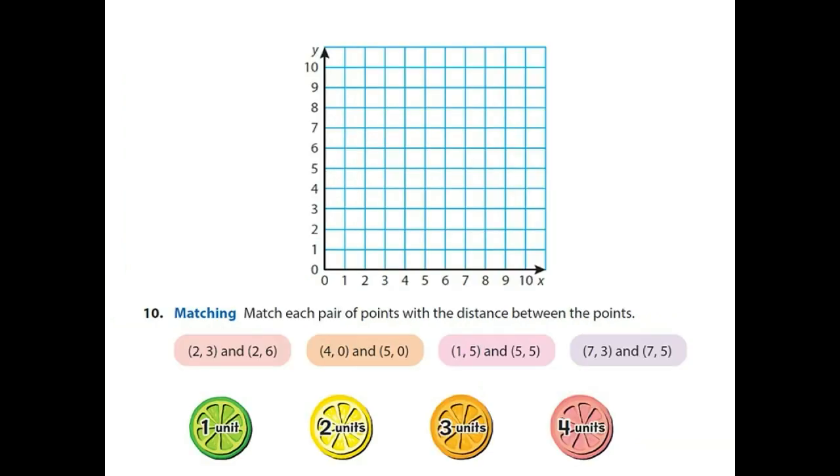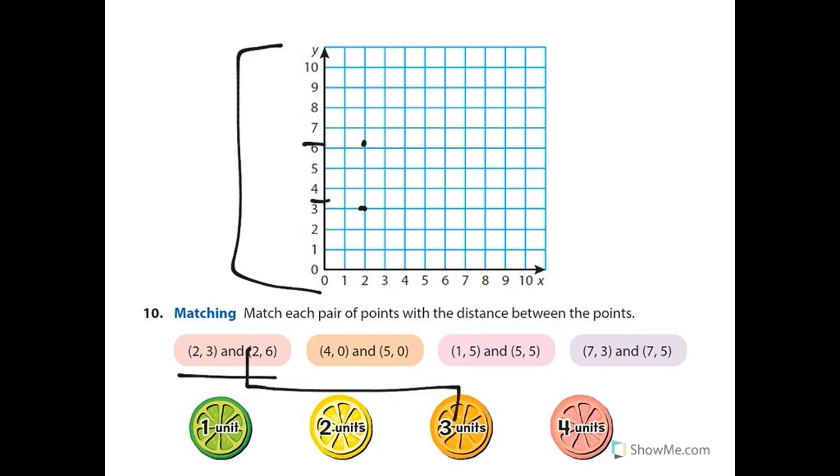So on number 10, it's matching. It says match each pair of points with the distance between the points. I have put on my screen the coordinate plane from our look back. So on my first one, I'm going to plot the coordinates. So I've got 2, 3 and 2, 6. Well, I can do 6 minus 3. That's going to be 3 units.